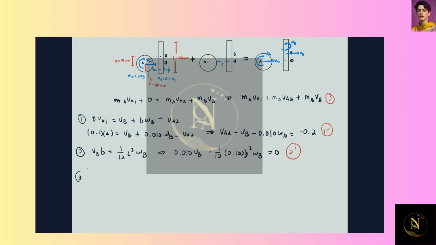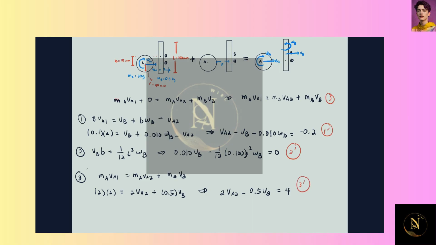And then equation 3 is ma va1 equals ma va2 plus mb vb. Substituting the values, this will be 2 times 2 equals 2 va2 plus 0.5 times vb. We can write this as 2 va2 minus 0.5 vb equals 4. So this is our equation 3 prime.